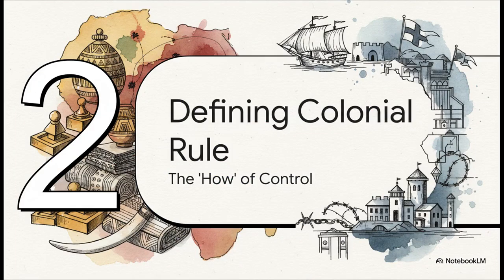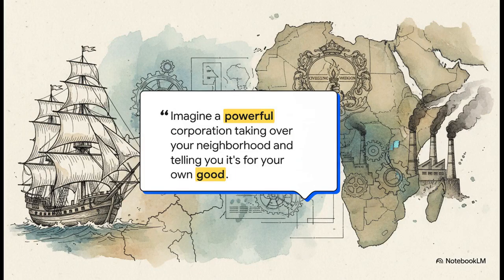So how did they go from just trading to taking complete control? What did it actually mean? What did it look like for Africa to be under European colonial rule? To really get a handle on this for your exam, let's use a little analogy. Just imagine a giant corporation moves in and takes over your entire neighborhood. Seriously, they redraw all the property lines, they start digging for resources in your backyard, and they set up their own private security force. And all the while, they're telling you, don't worry, this is for your own good. In a nutshell, that's what colonialism was like.